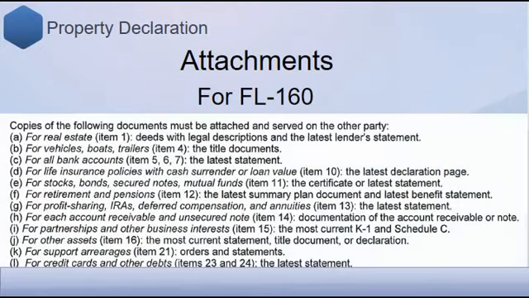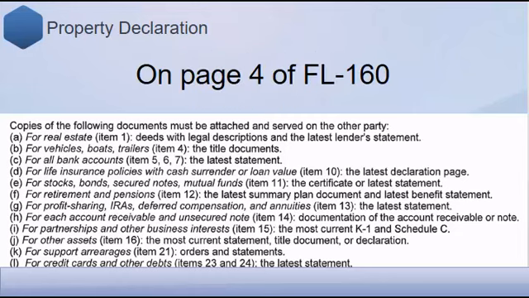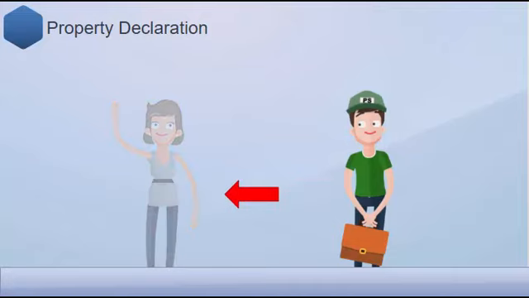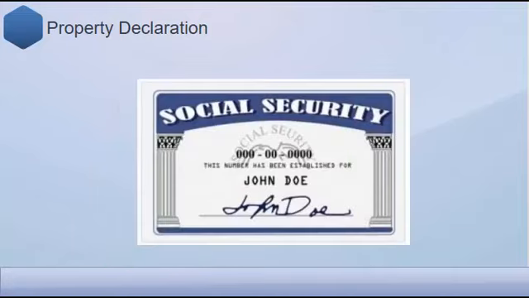Copies of the following documents must be attached to these property declaration forms. This list is also found on page 4 of your property declaration form, FL-160. If you are having your spouse served with your financial disclosures by mail, you may want to black out sensitive personal information, such as Social Security numbers.